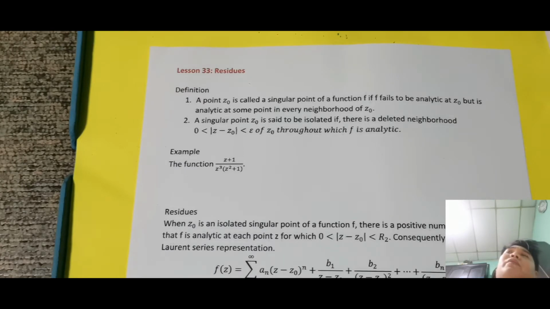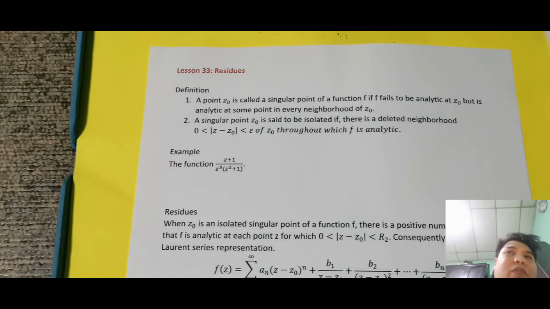So ano ibig sabihin nun? So for example, 1 over z. Kung 1 over z, yung ating singular point is 0. Okay, kasi dun lang magiging undefined yung function natin sa 0. So therefore, yung singular point niya is 0.